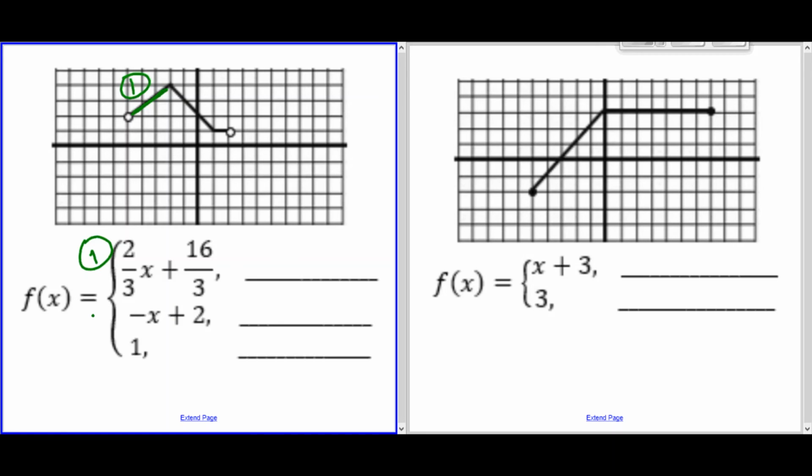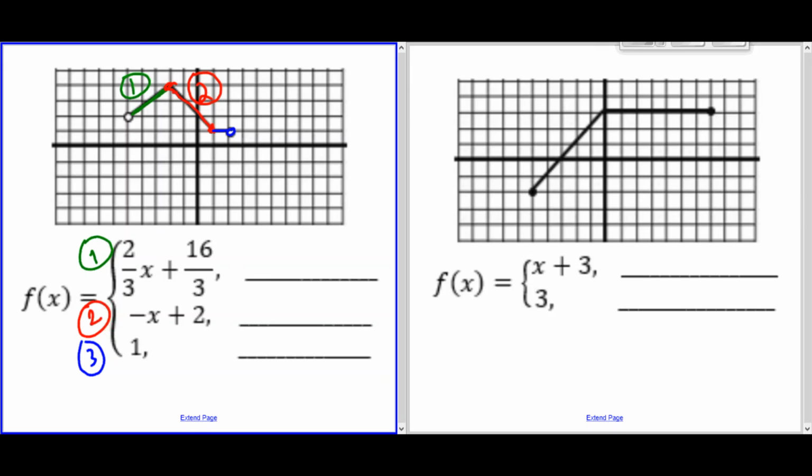Then the next function is going to be function number 2. I'll do that one in red. So here's function 2. It goes from here all the way down to here. So this is function number 2. And the last function I'll do in blue is just f of x equals 1. So it goes from here to here. That's an open circle.